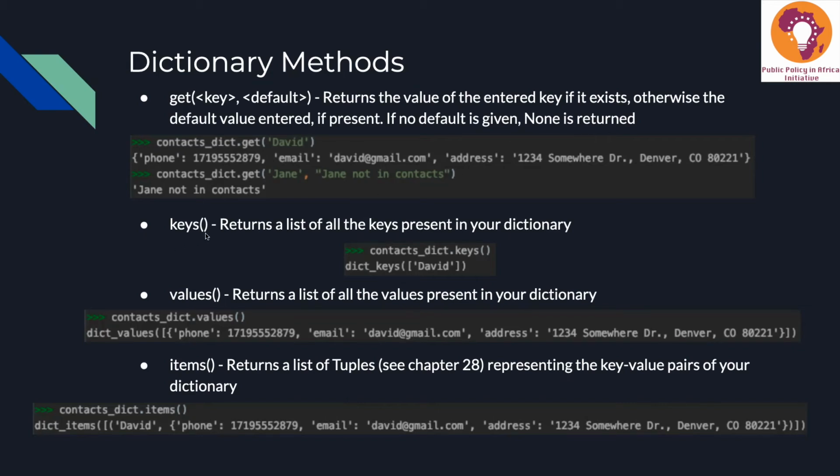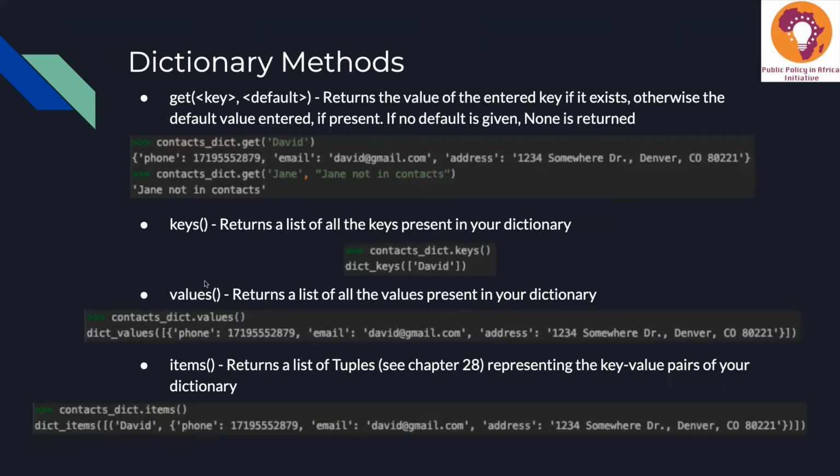Then there's the keys method. The keys method doesn't accept a parameter, but it returns a list of all the keys present in your dictionary. So in this particular case, I want to do contacts dict.keys. Again, with dot notation, I take my data structure contacts dict, I call the method keys on that data structure using dot notation, and the parentheses are still required, even though it doesn't require a parameter. What it returns here is a dict keys object, and within that dict keys object, there's a list of the keys within that dictionary, and the only key in the contacts dict dictionary is David at this point.